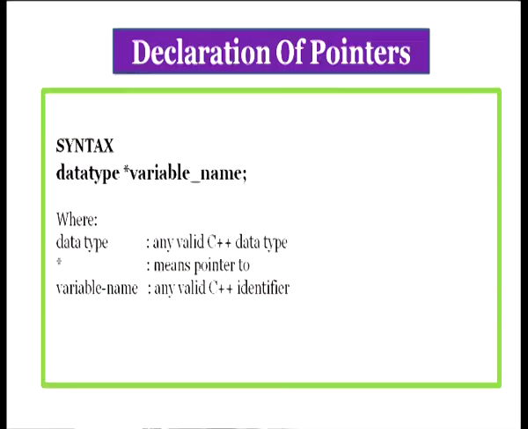Declaration of pointers. The syntax for declaring a pointer is: data type, star, variable name, followed by semicolon, where data type is any valid C++ data type, star means pointer to, and variable name is any valid C++ identifier. So, let us take a few examples.